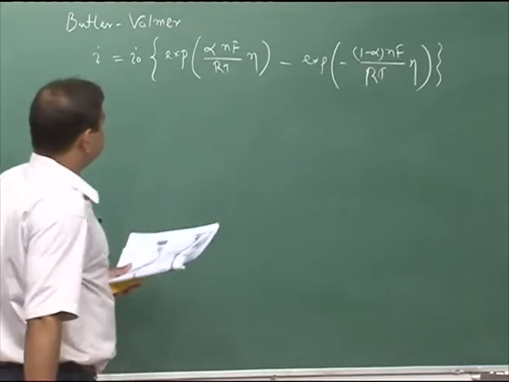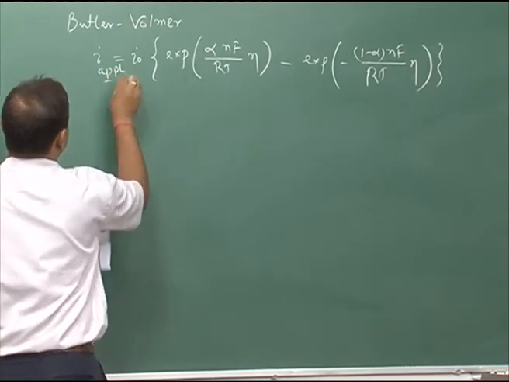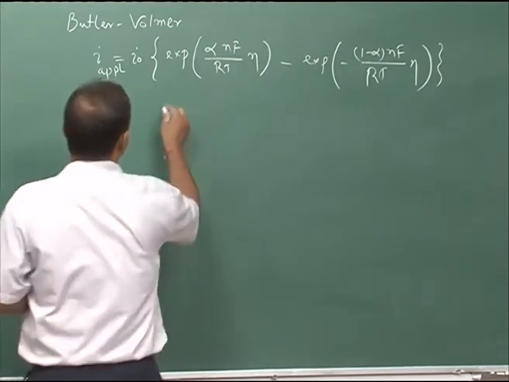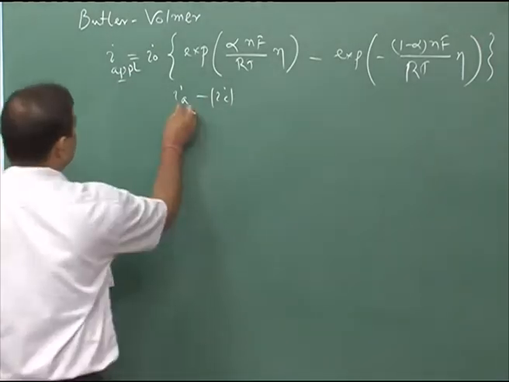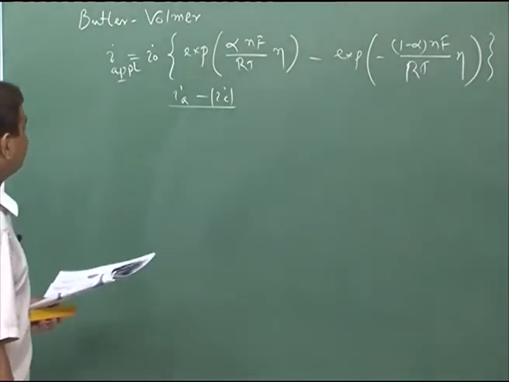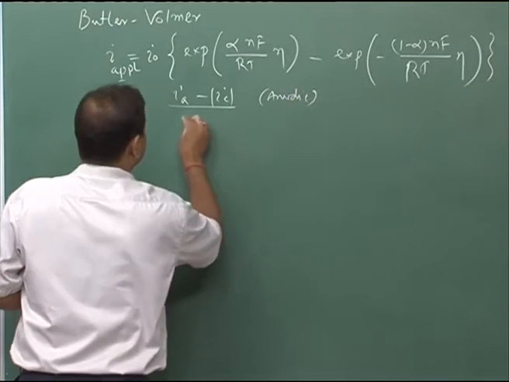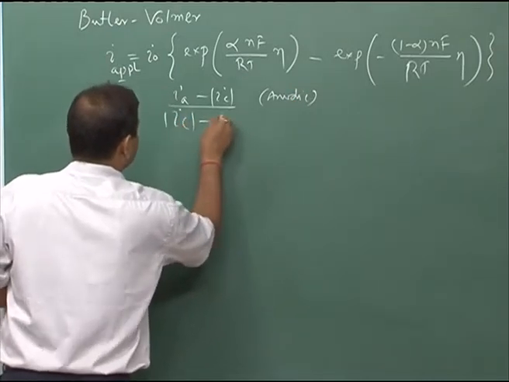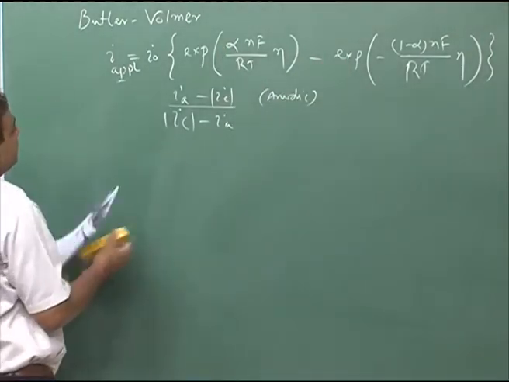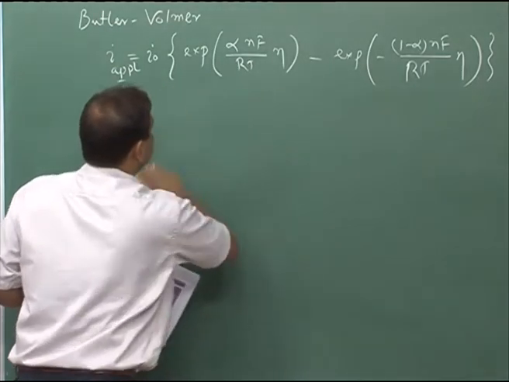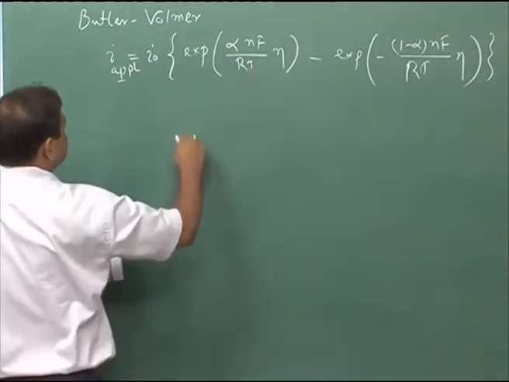The applied current density is the difference between I A minus I C or the other way around. So, this is for cathodic, and this is for anodic, or it could be I C minus I A. So, this would come in the front. So, this is the Butler Volmer equation, and actually the Tafel equation is coming from these two equations.